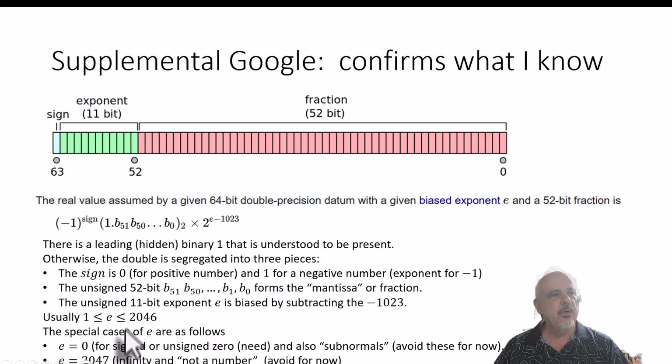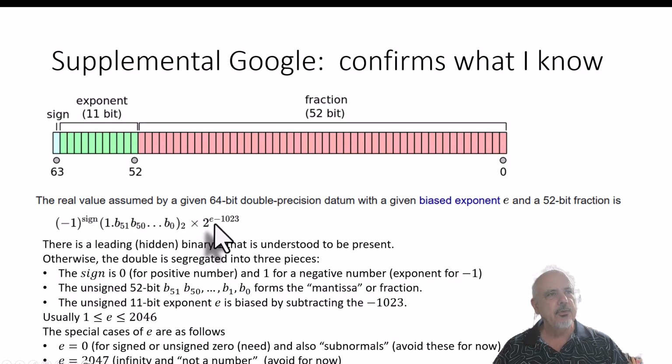So we're looking at 11 bits of resolution on this biased exponent, and typically the biased E will go between 1 and 2046. And if E happens to be 1023, then that means you're going to have 2 to the E minus 1023, which is 2 to the 0.